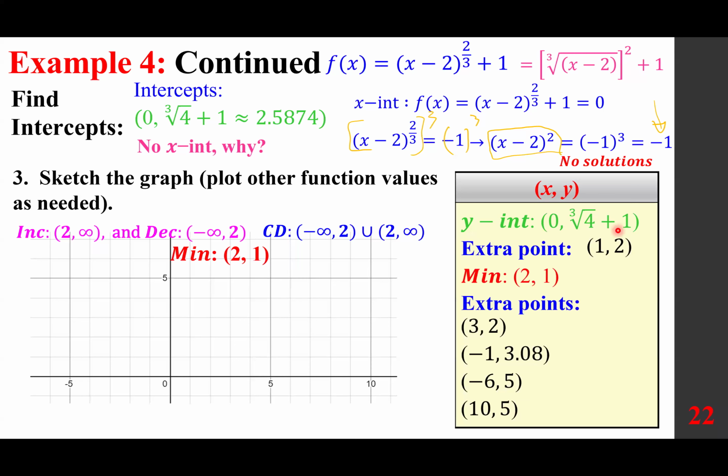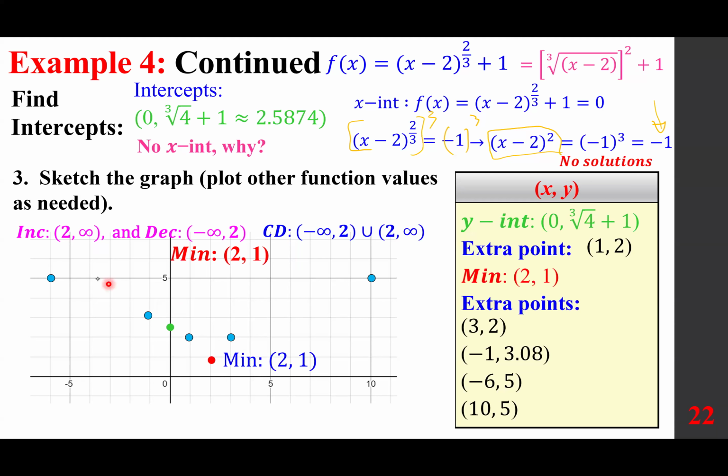Now, the first one, 0. Again, I'm going to go with 2.6. This is 1. This is 2. 2.6 somewhere here. Okay. The next one is 1, and 2 is here. The next one is 2, and 1 is here. The next one is 3, and 2 is here. This is the minimum, by the way. This is (3, 2). You can use the rest. Okay. Minus 1, 3.0. It is a little bit about 3. Minus 6 and 5. 10 and 5.